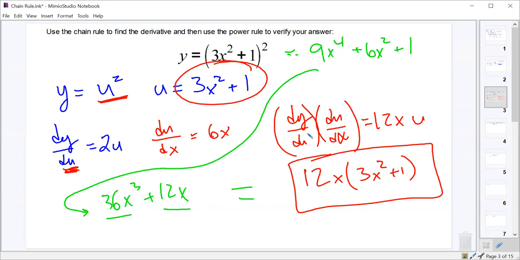Now we'll note that it might have been easier to distribute it out and use the power rule, but that won't be the case for every function. And there won't always be an easy way to check your work on it. You're just going to have to get used to using the chain rule.